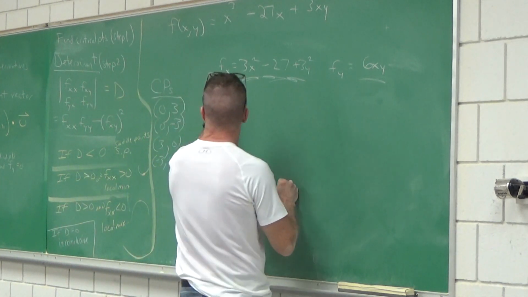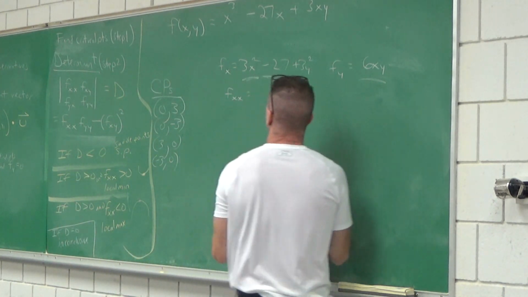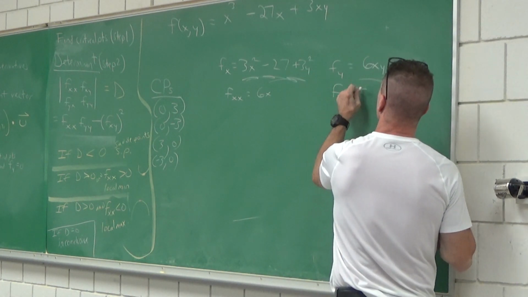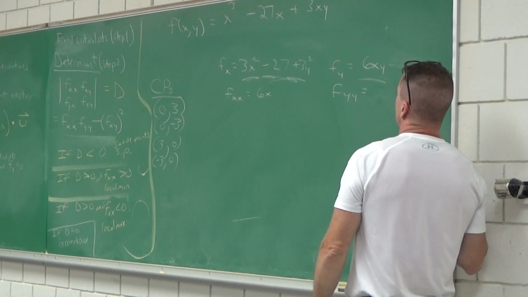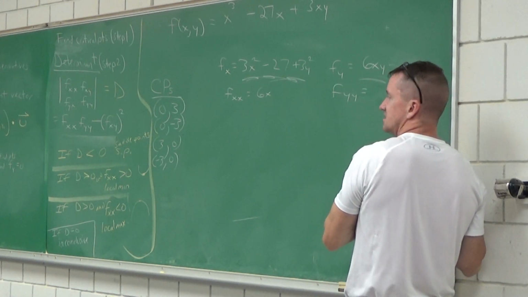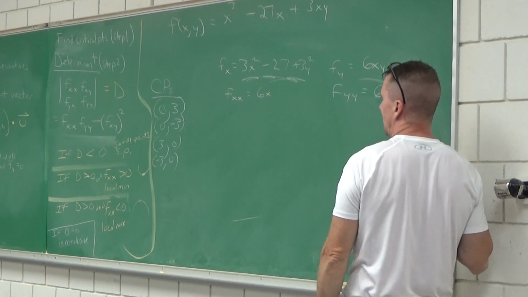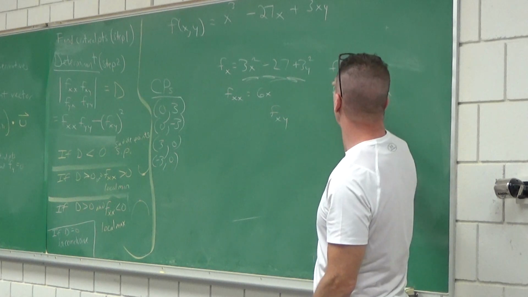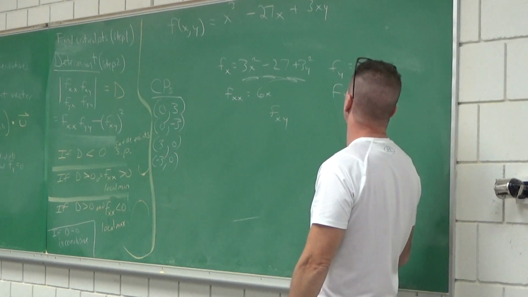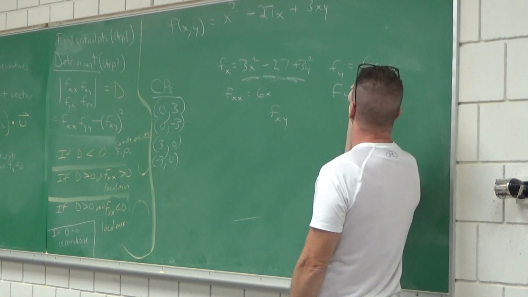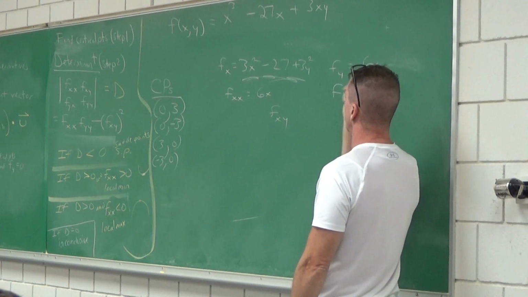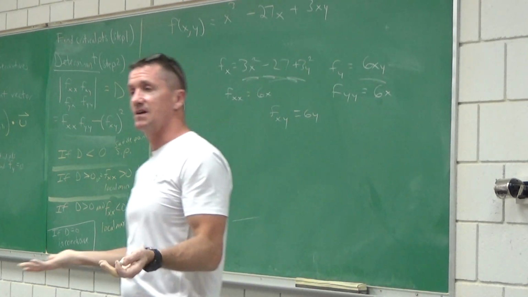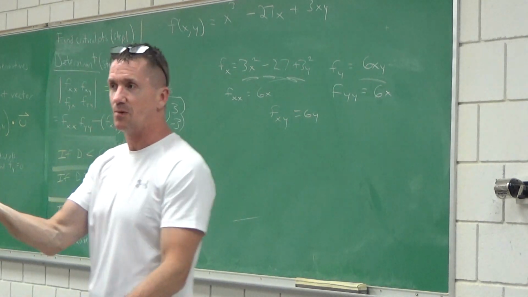So what's fxx? 6x. What's fyy? What's the derivative of that with respect to y? 6x, nice. And what's fxy? Remember, you can do fxy, you can do fyx. I'll do fyx. I get 6y. fxy is also what? Do you all agree? fxy is the same as fyx. You can do either one of those to get that. I do them both just to make sure I did it right.